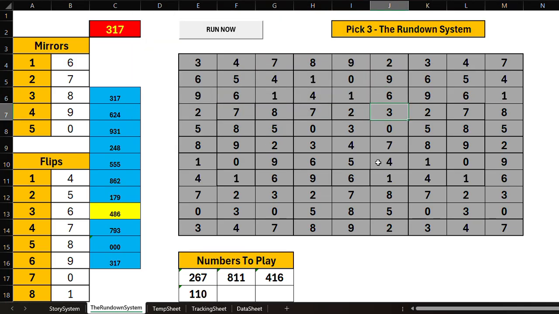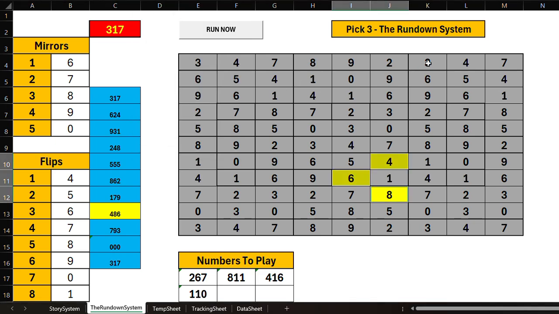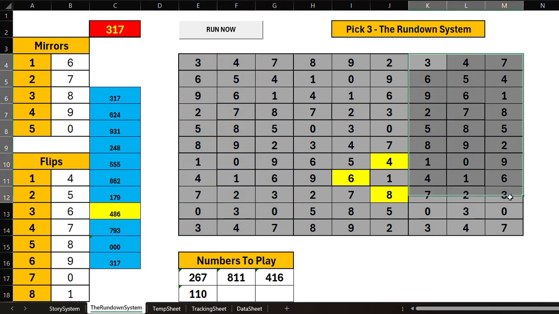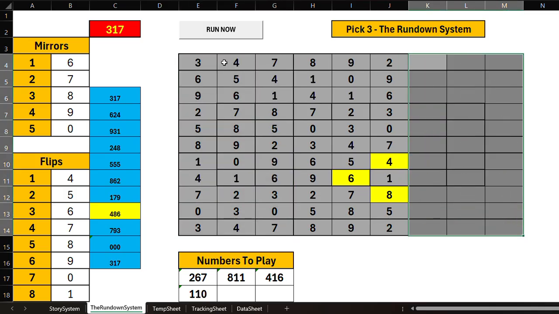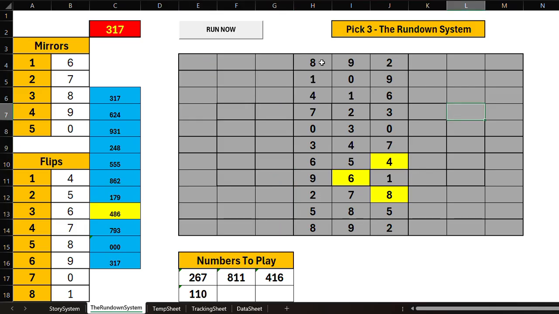So let's say we find the 486 is down here, right? So let's say you ran that rundown by itself, and you don't have this chart. Just avoid that. As a matter of fact, let me do this. Let's take it off. So let's say you just have the 317 rundown right now, and all you do is you find this here, okay?